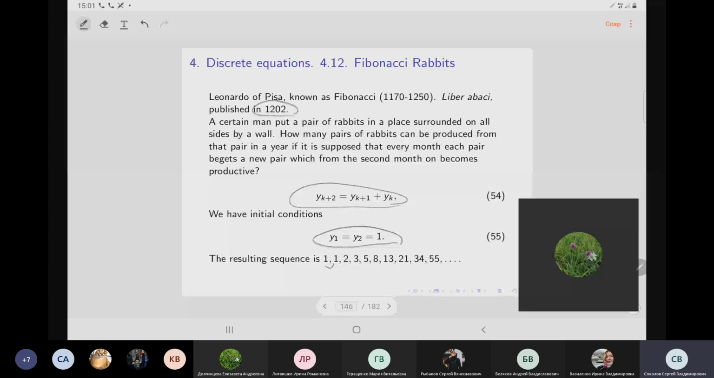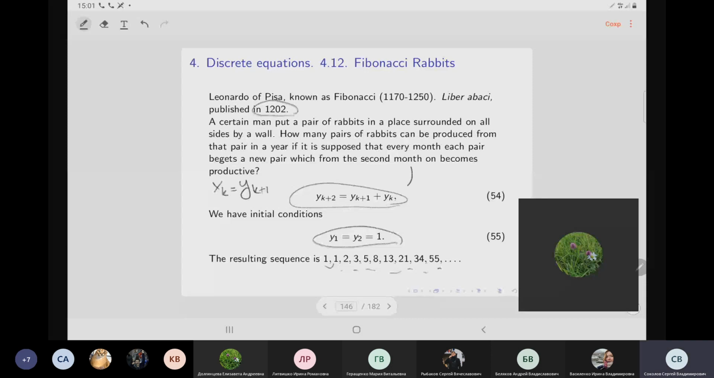How can we find the general solution? First of all, we have to get the system of equations instead of the equation of second order. So, let us set xk as yk plus 1.